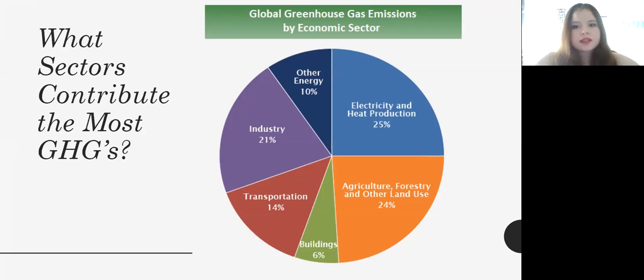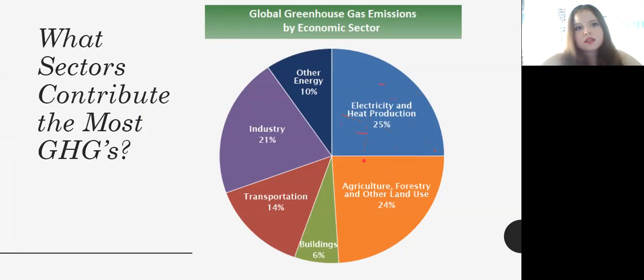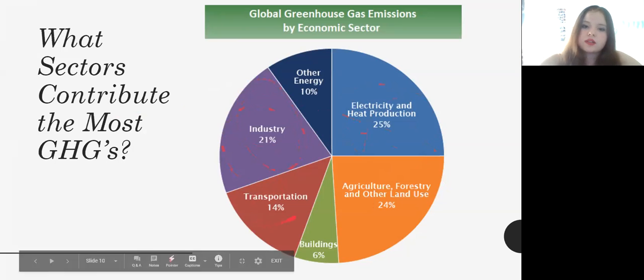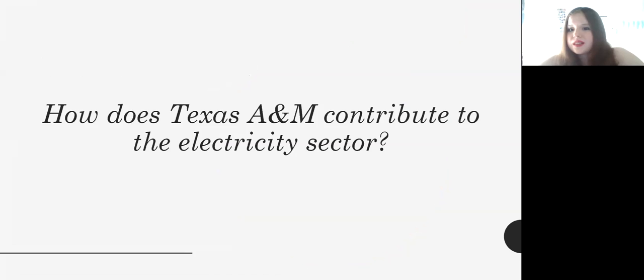Looking at economic sectors, electricity and heat production and agriculture make up nearly 50% of contribution, followed by industry as number 3 at 21%, transportation is number 4 at 14%. Then we have buildings, and then other. We're going to look specifically at A&M to give you more of a local scale, so to speak. And A&M would kind of fall within the electricity sector.